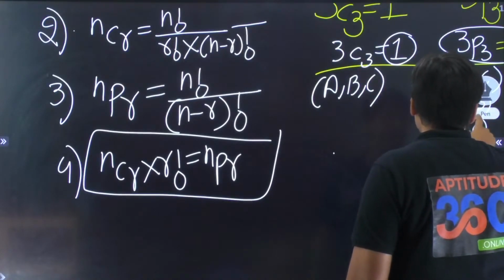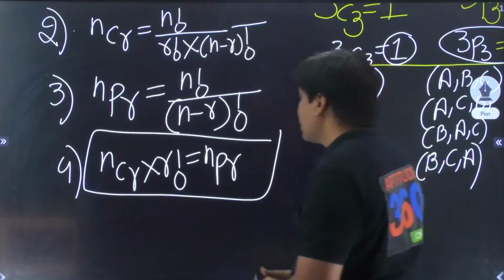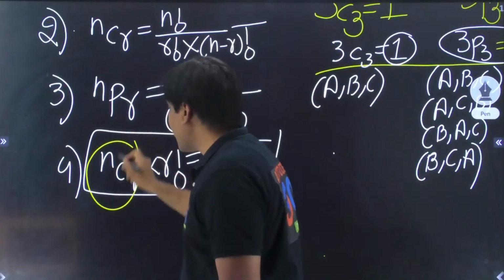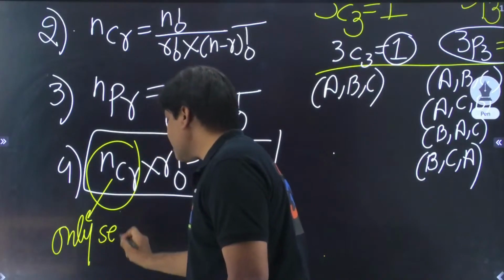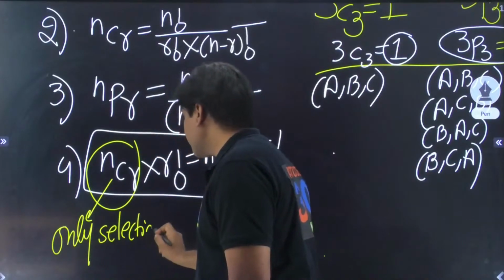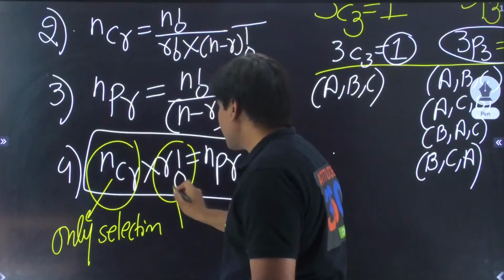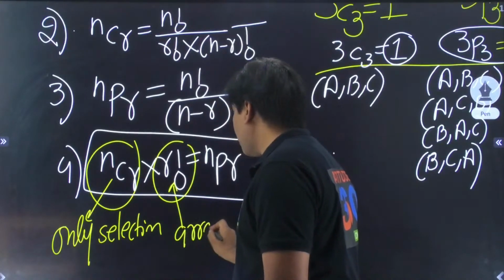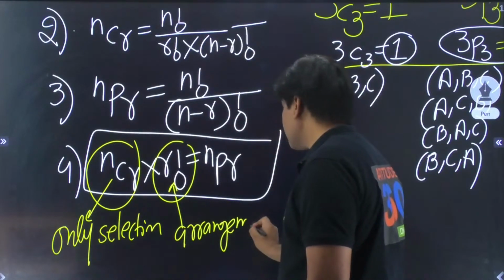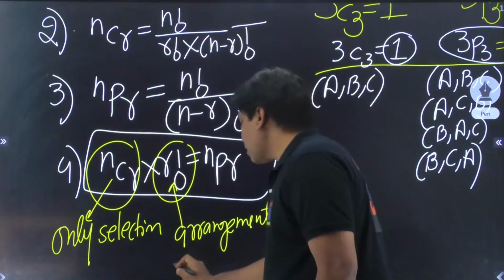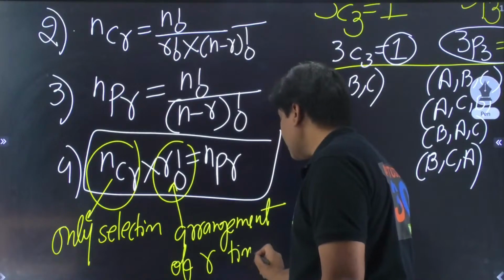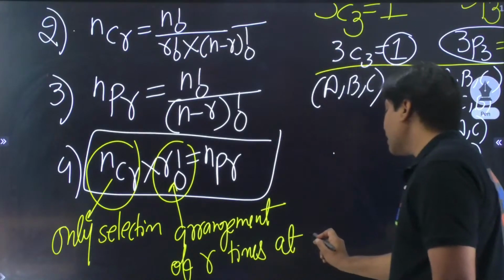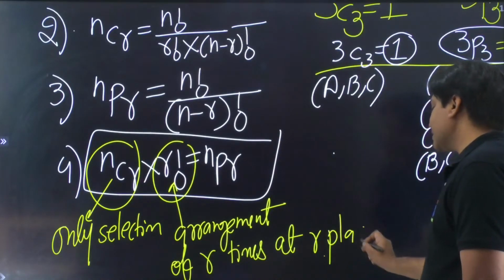This is nCr, this is only selection, right? This is only selection, and this is arrangement of r items at r places, isn't it?